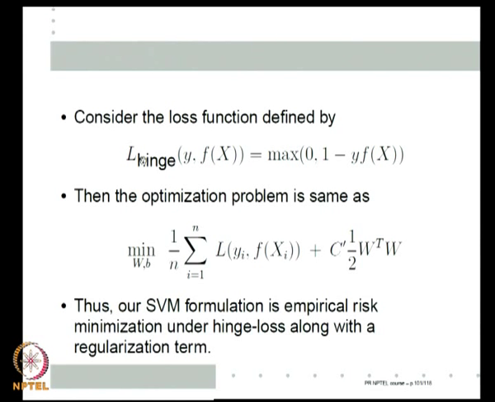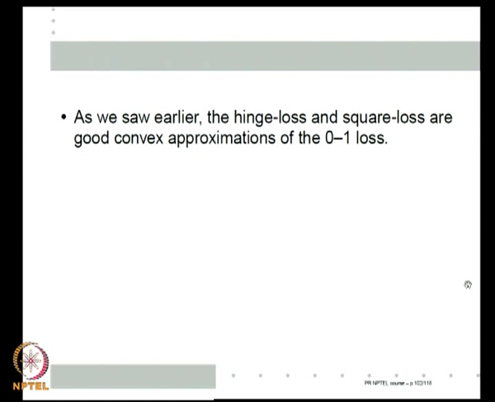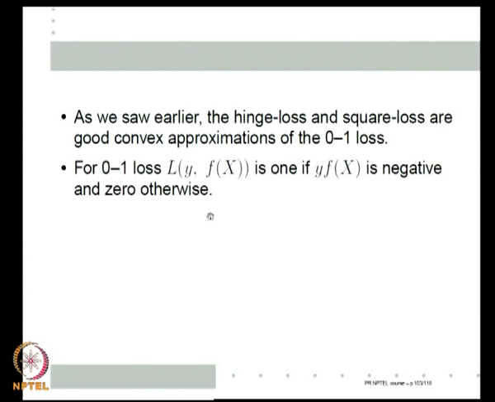As a matter of fact, I told you that this is a convex loss, unlike the 0,1 loss function. As we saw, the hinge loss and square loss are good convex approximations of the 0,1 loss. When we studied loss functions, we said the 0,1 loss is nice because minimizing it gives you the minimum probability of misclassification, but the 0,1 loss is non-convex and hence it is good to have some convex loss functions.